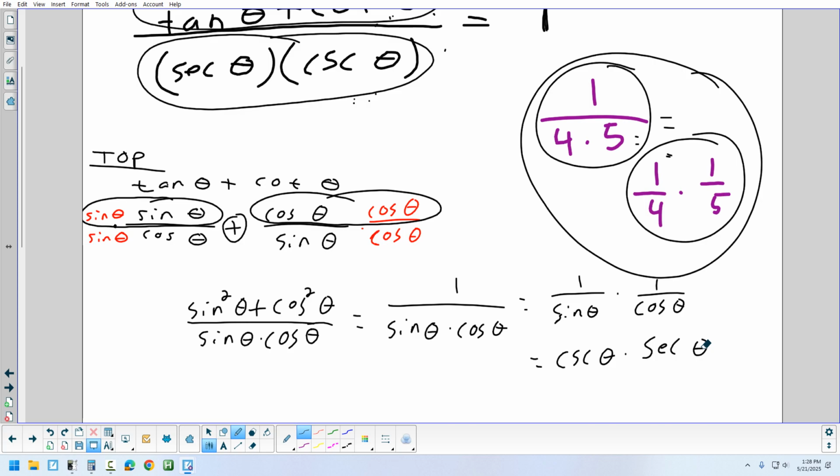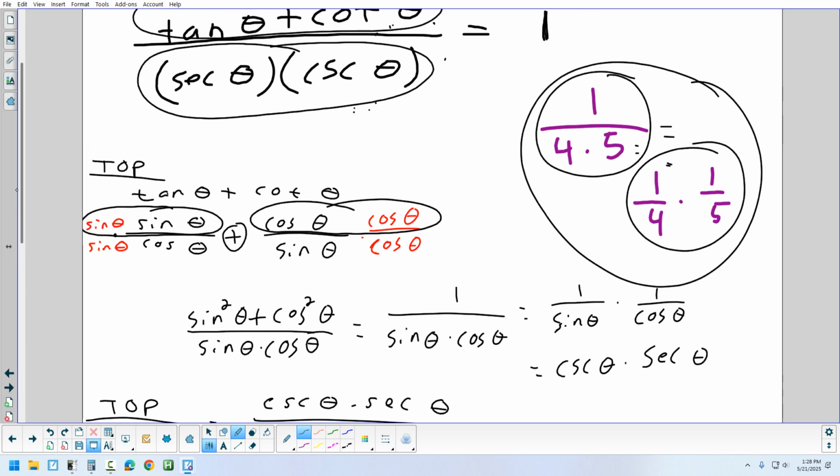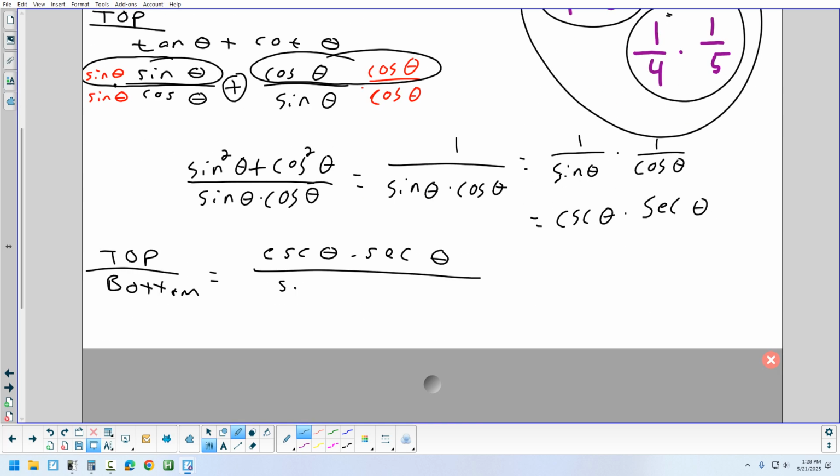Okay, so yeah, now let's write down the whole thing. So now let's do the top over the bottom. So the top is cosecant, secant. And what was in the bottom? Secant and cosecant. And there's no addition there. That's all multiplication. So we can cancel things out. What's the same in the top and the bottom? Cosecant and cosecant, and then secant and secant. Everything canceled. It equals 1. So all you're left with is a 1.